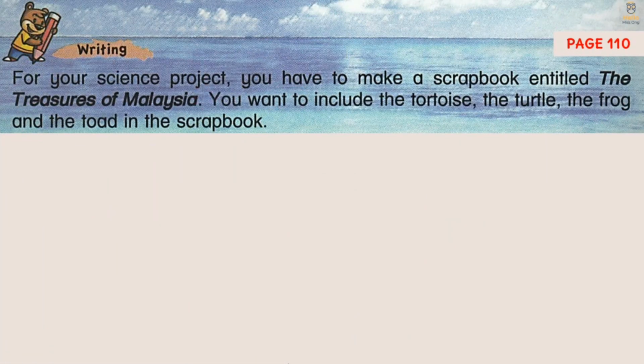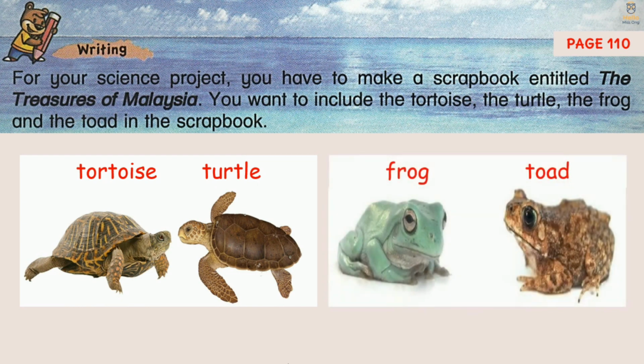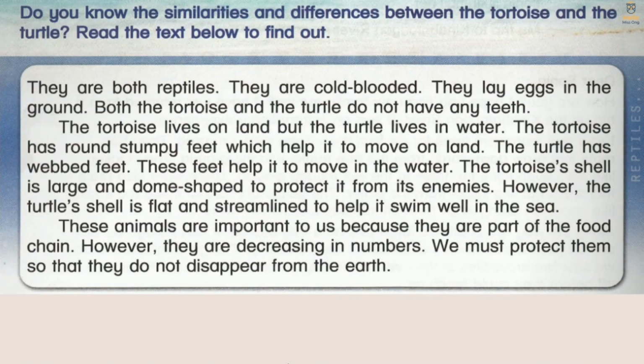Page 110. For your science project, you have to make a scrapbook entitled The Treasures of Malaysia. You want to include the tortoise, the turtle, the frog, and the toad in the scrapbook. Do you know the similarities and differences between the tortoise and the turtle? Read the text below to find out.